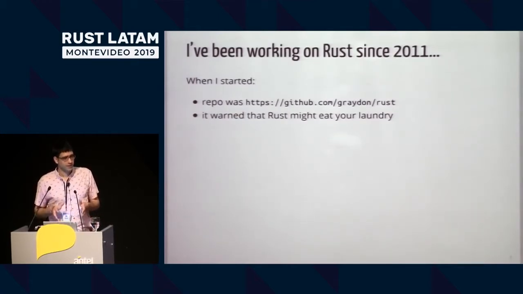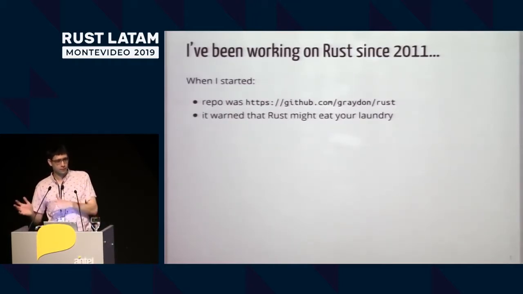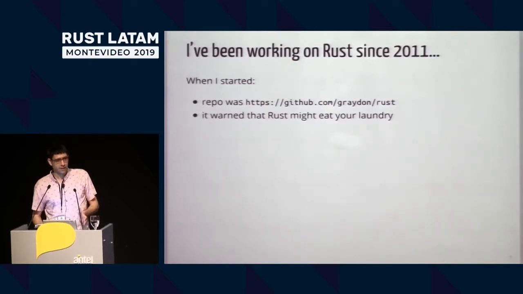So when I started, the project was in a repository called Graydon/Rust, because it was still a personal project to some extent of Graydon Hoare. And there was the big warning on it that said, like, don't use this. If you run this program, anything could happen. It might eat your laundry. I think that wasn't true. Probably that was unlikely. But, you know, that was the point. It was the very early stages.